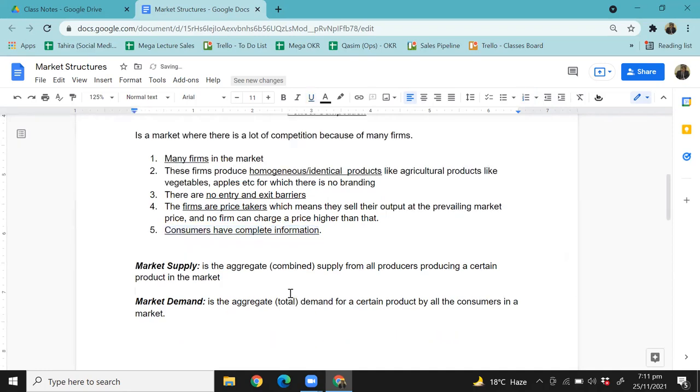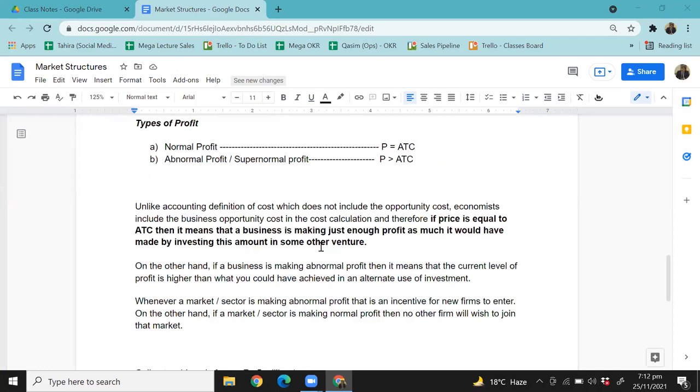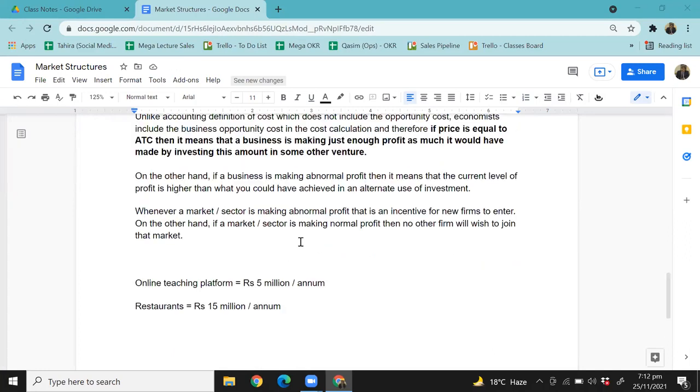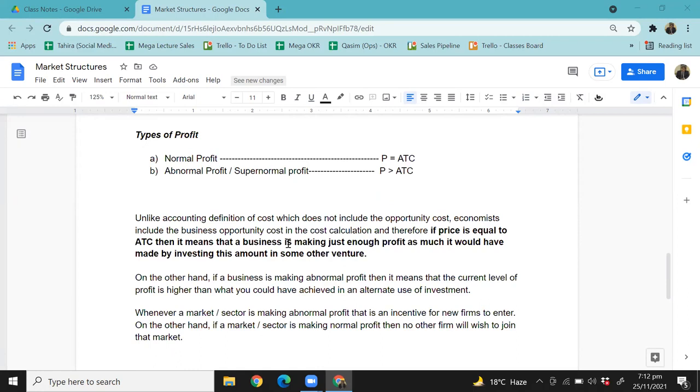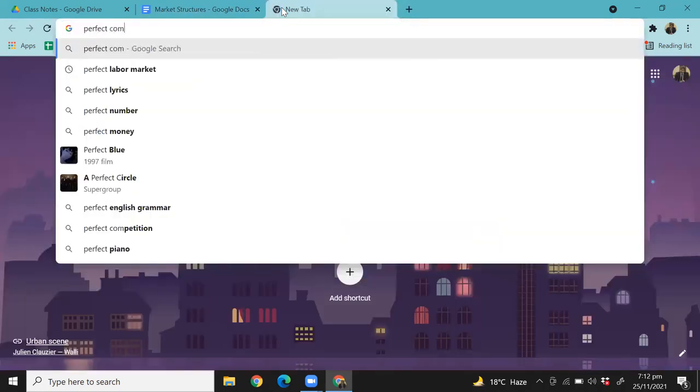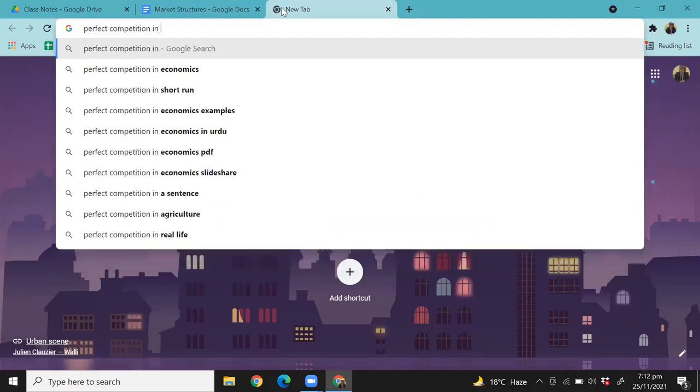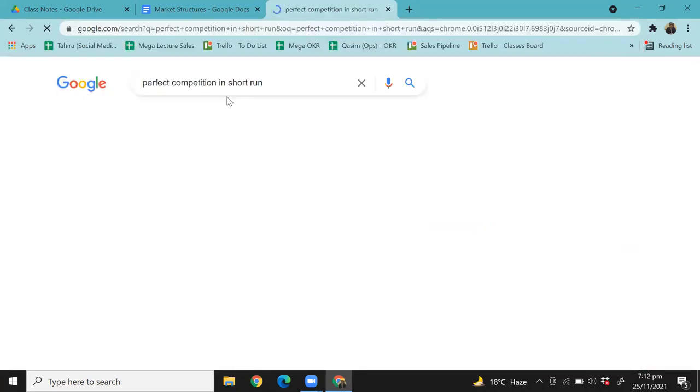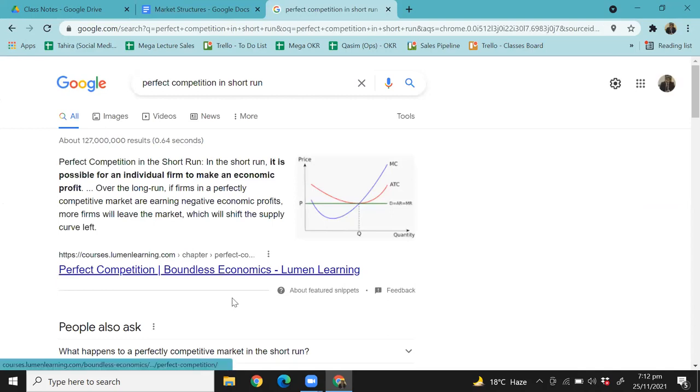Then yesterday we talked about a very interesting topic, which is the types of profit. So we said that basically either the firm will be making normal profit or the firm will be making abnormal profit. Now, in the short run, we saw that the firm in perfect competition will make normal profit or abnormal profit.